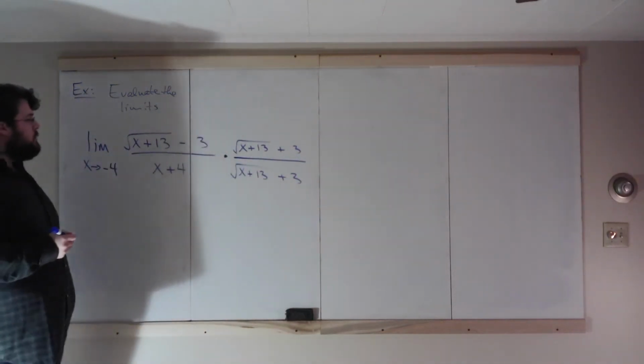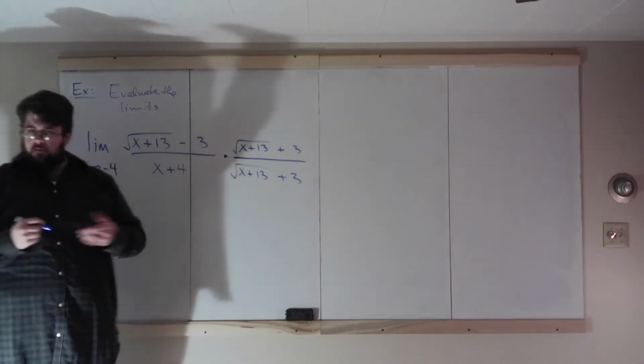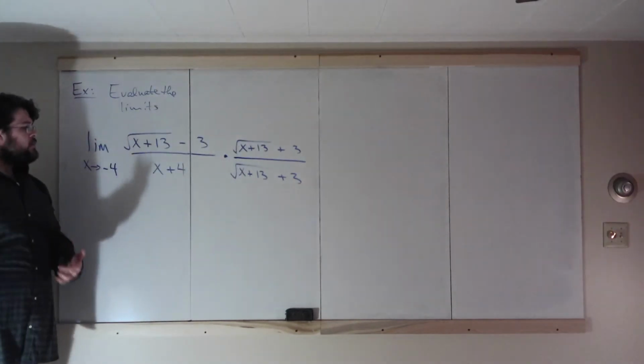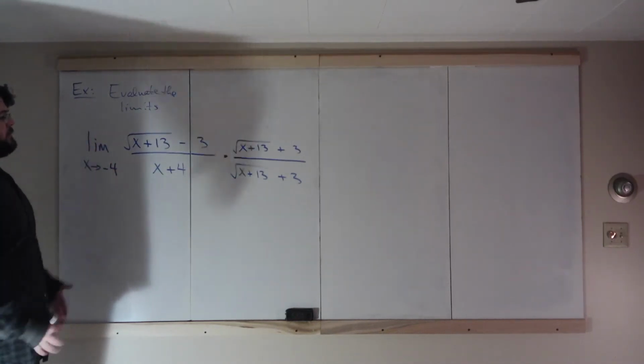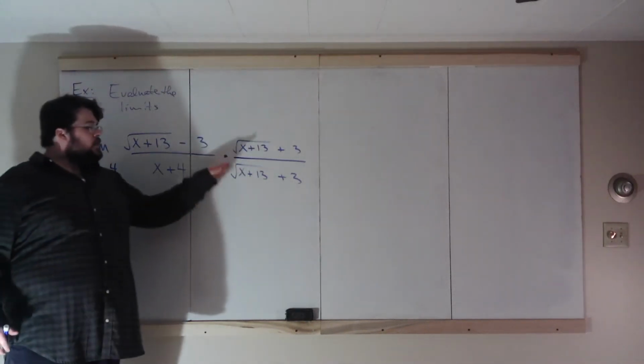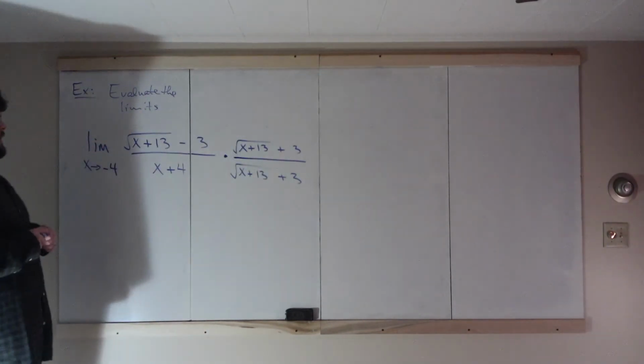Which one will we multiply by? That one. That is something divided by itself, so it reduces to 1. So right here, if we compute this limit, it's the same as computing the limit we wanted, because multiplying something by 1 leaves it unchanged. Now, where did that 1 come from?